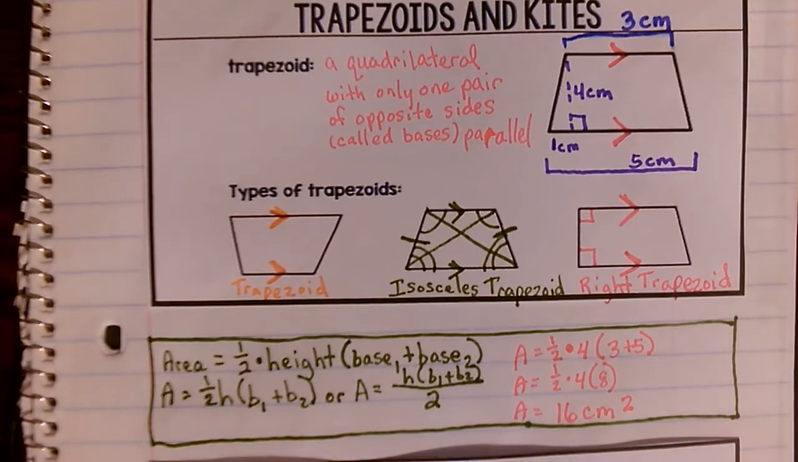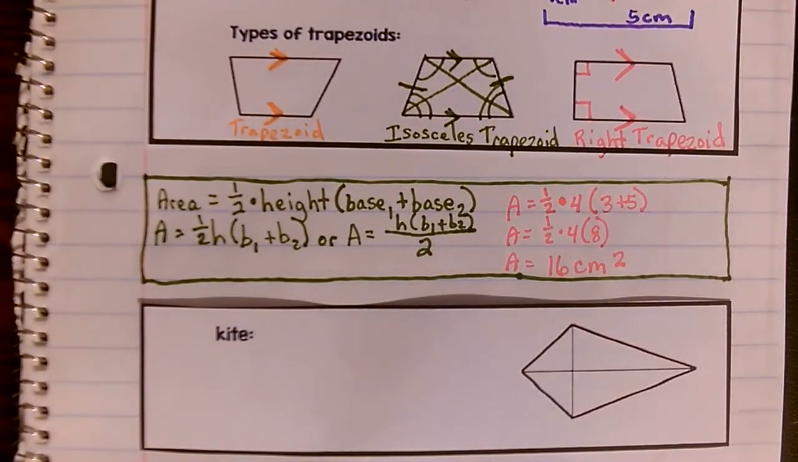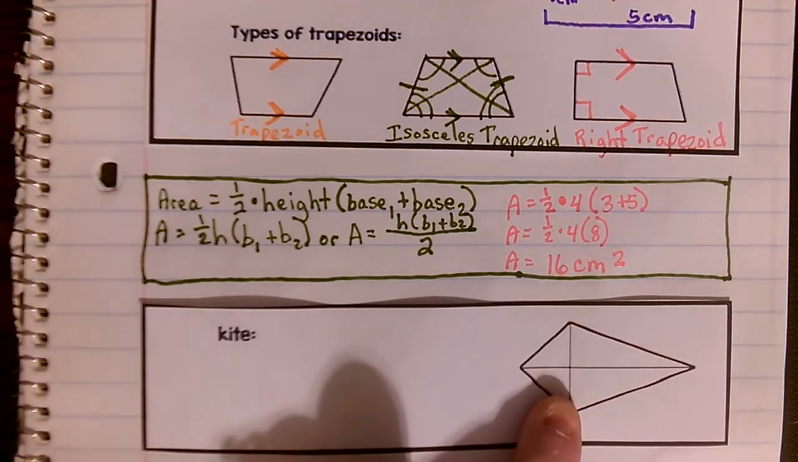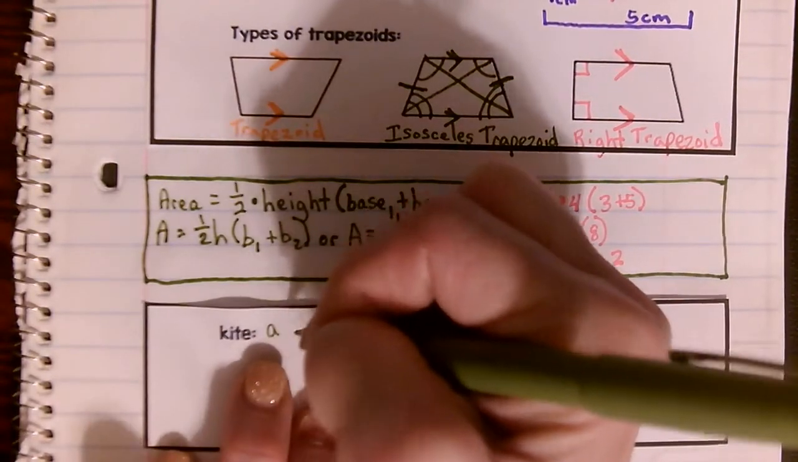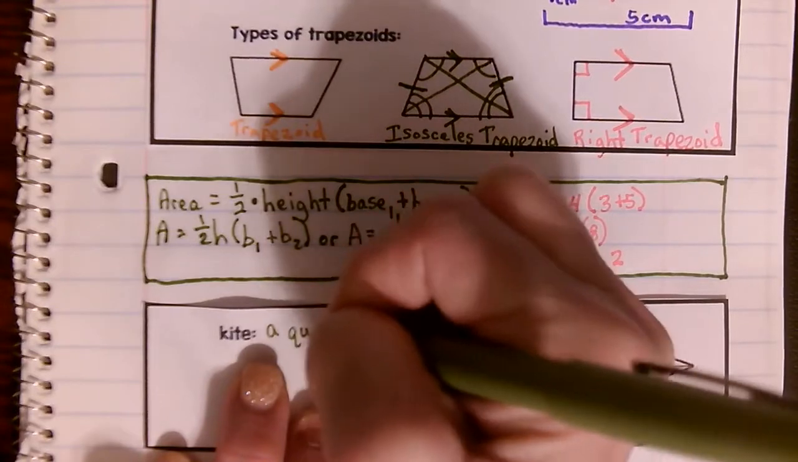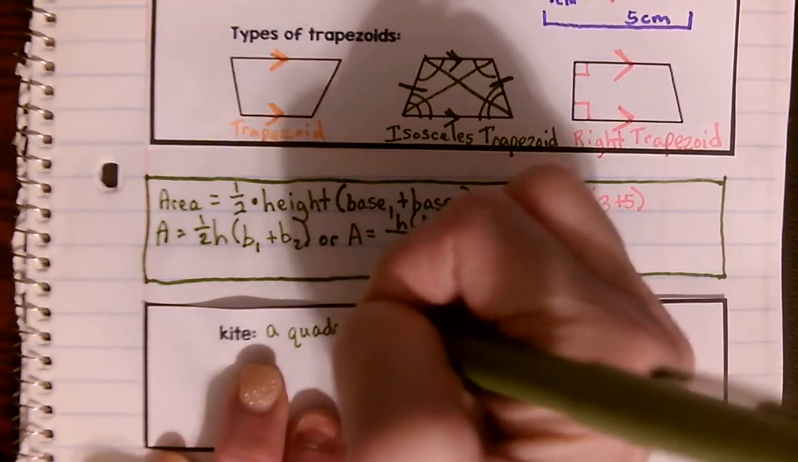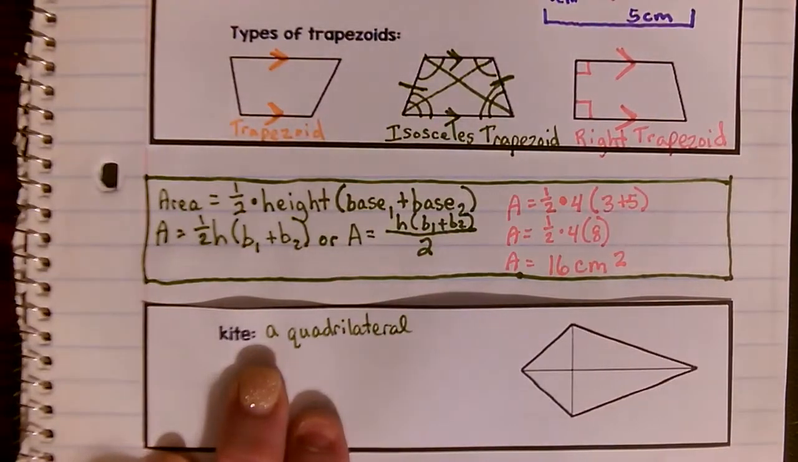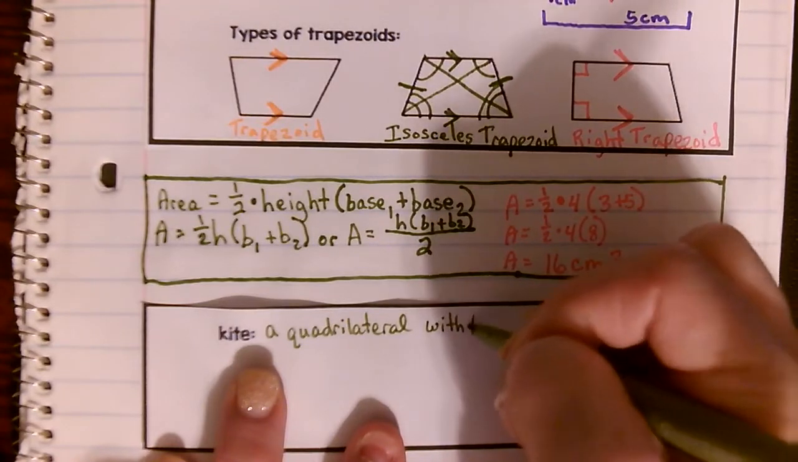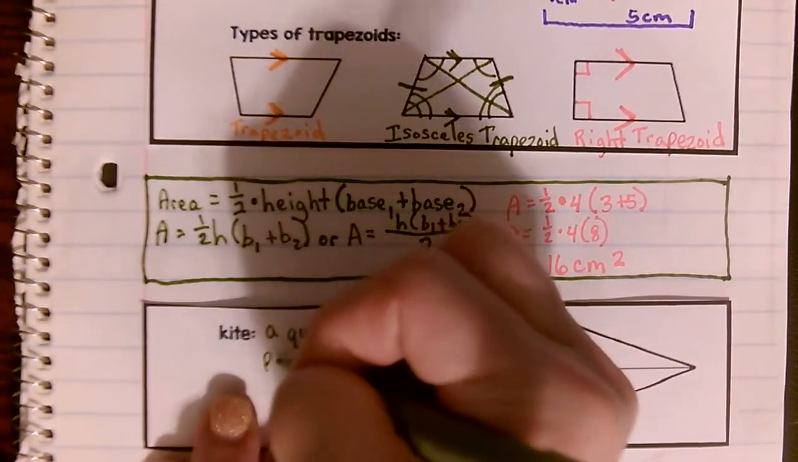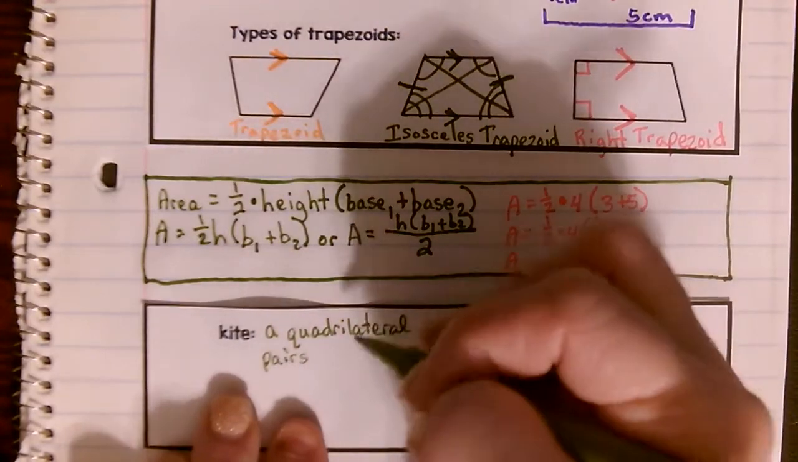Now let's go on down to kite, okay? And we're going to go over the definition of a kite. So looking over here at this kite, okay, let's talk about what it has in common by first doing the definition. It's also a quadrilateral because it has 4 sides. So a quadrilateral, okay, with 2 pairs of congruent.